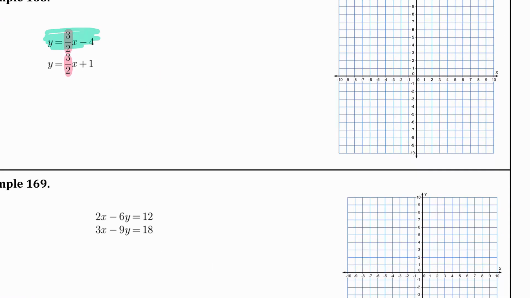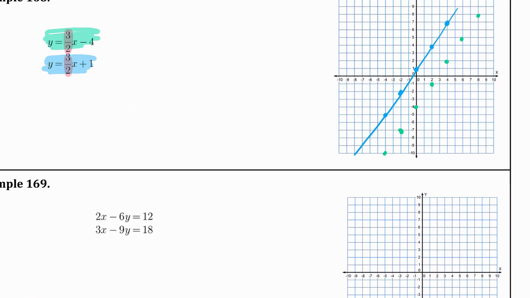I begin at negative 4, and I'm going to rise 3, run 2. Rise 3, run 2. Up 3 over 2 in both directions. Okay, the second line, we have the same slope, but we're going to begin at positive 1. So we start at positive 1, we're going to rise 3, run 2. Up 3 over 2 in both directions.